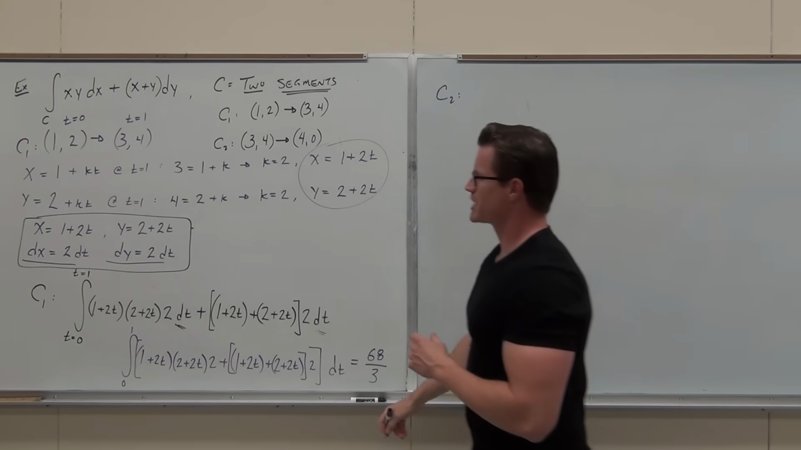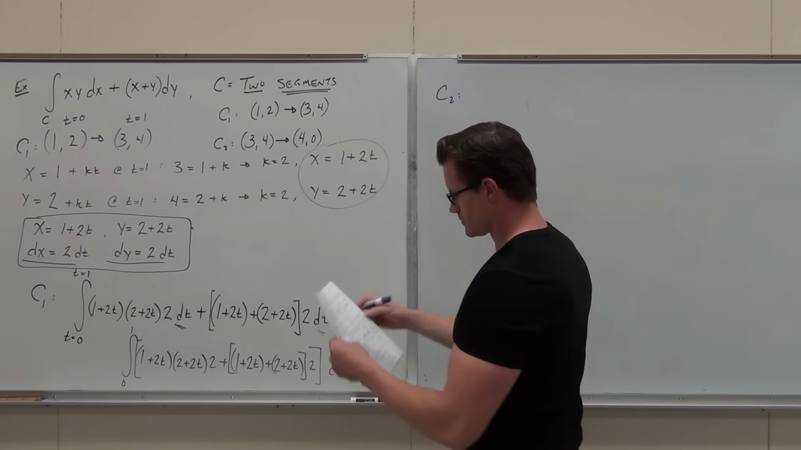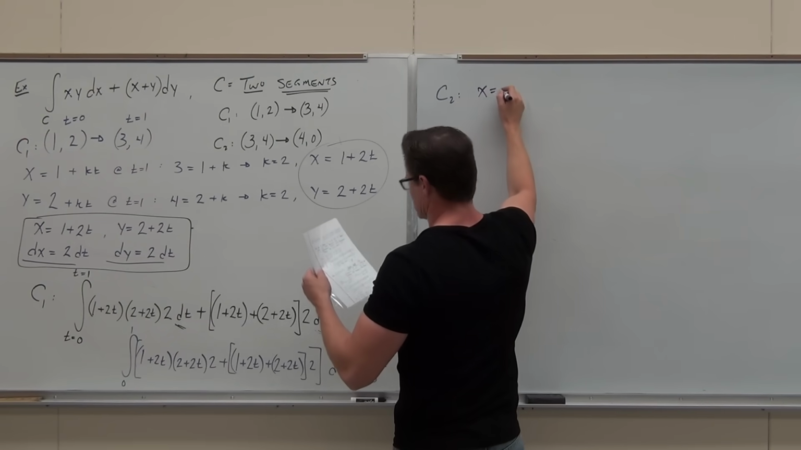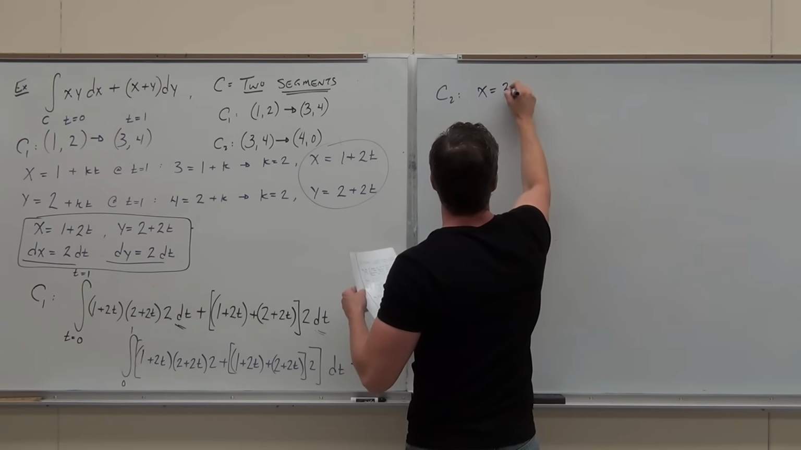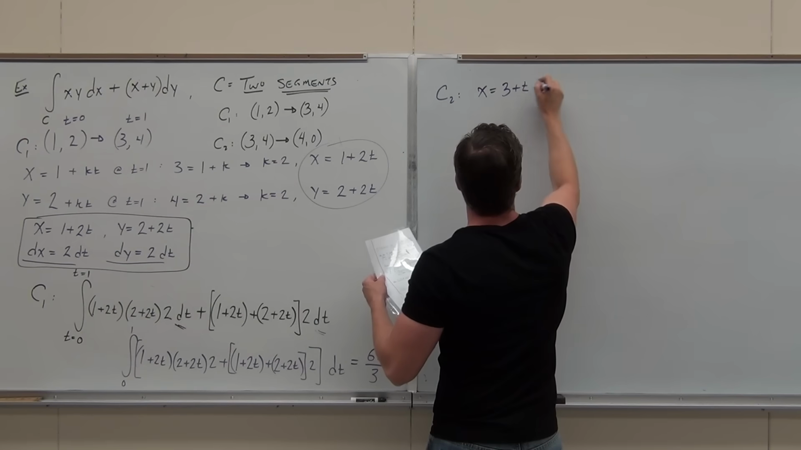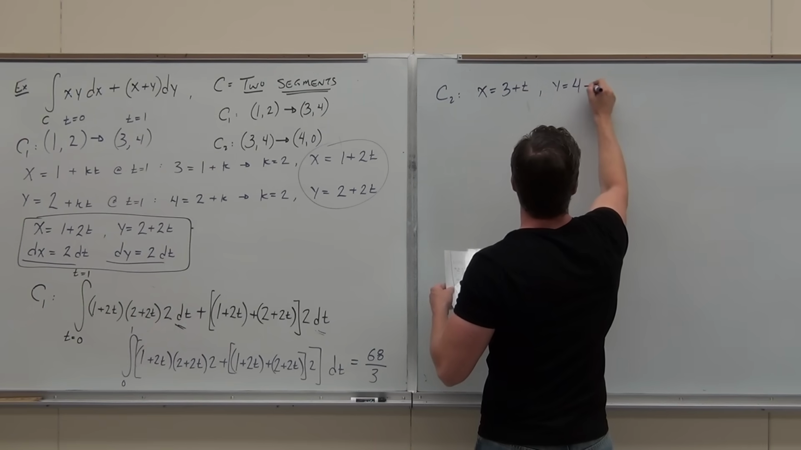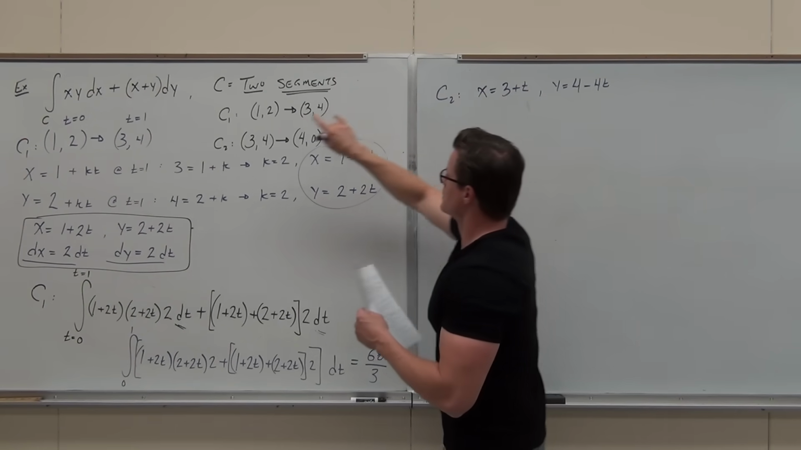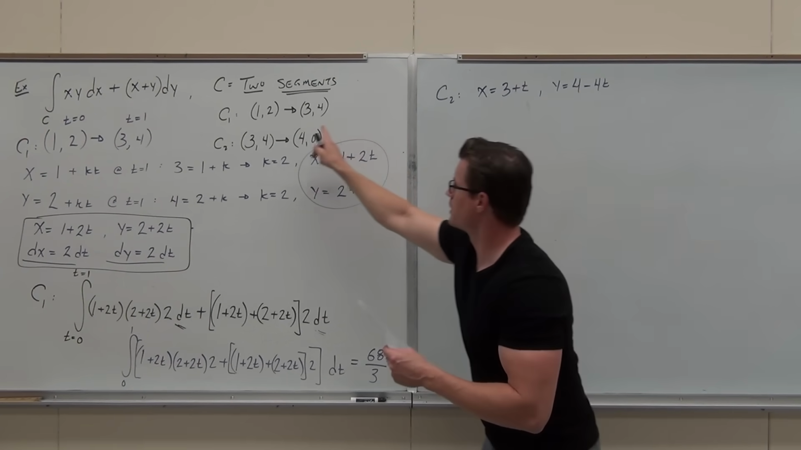If you set up your second curve, the second one, x equals 3 plus t, y equals 4 minus 4t. And you said y equals what? 4 minus 4t. Yeah, beautiful. Here, t equals 0, t equals 1. Here's the 3 and the 4. Plug in t equals 1.